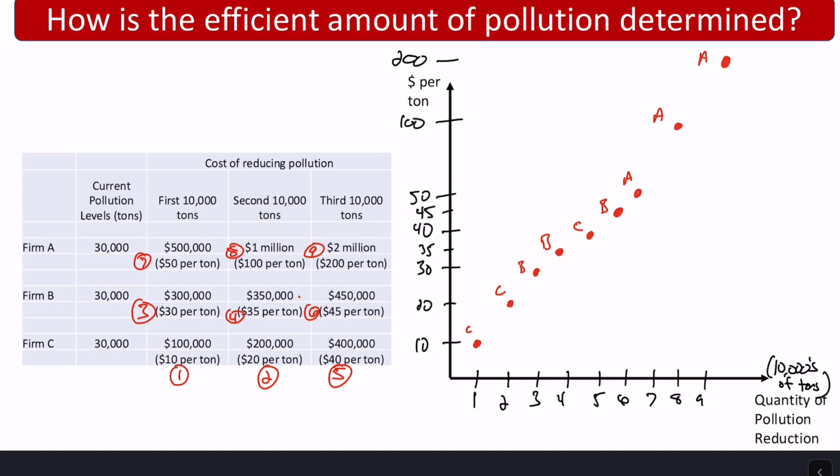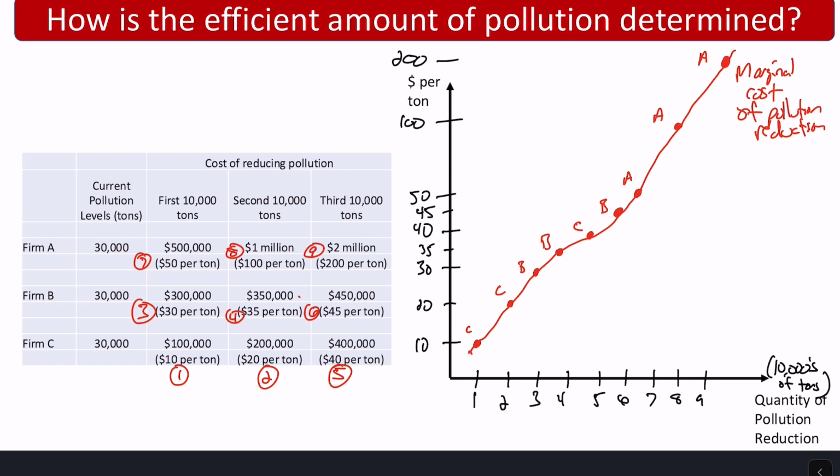And so we can connect this line here. We trace out the actual reduction in pollution to each of these firms. It's going C, C, B, B, C, B, A on those firms and those cells. Okay. We've now created our marginal cost of pollution reduction to do our cost benefit calculations.